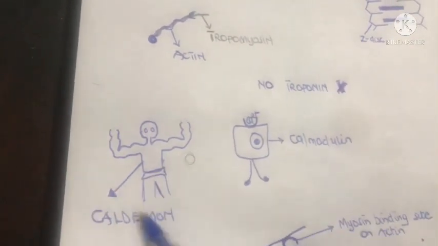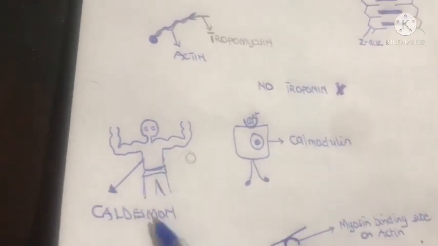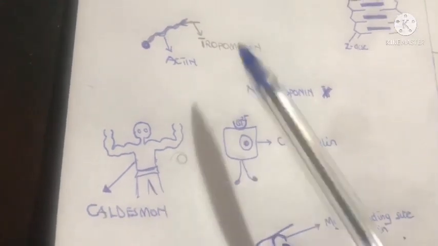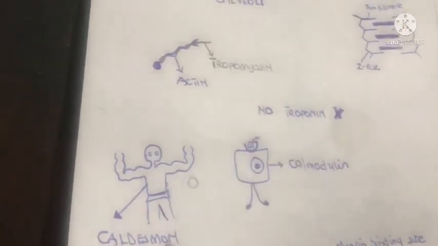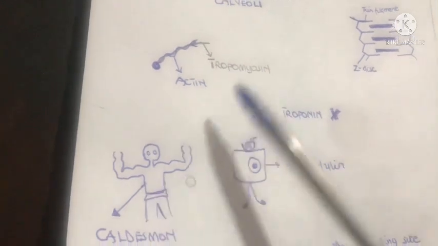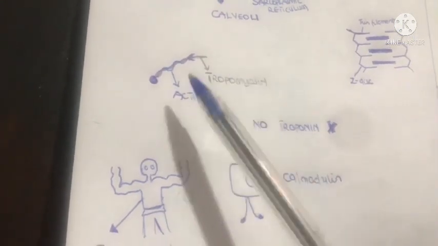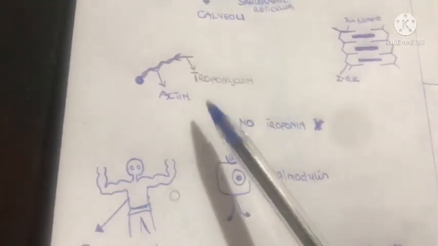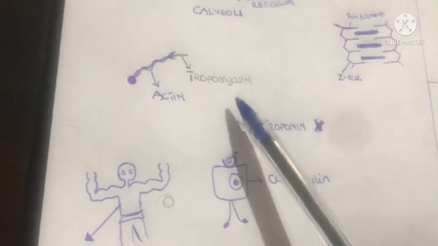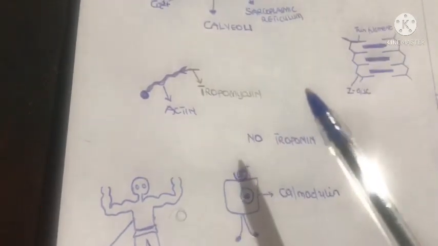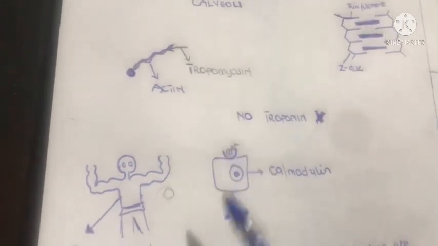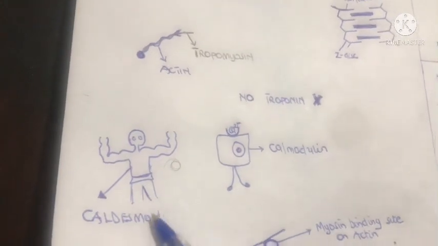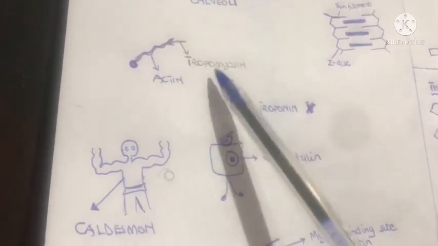Go and activate this caldesmon. And what is this caldesmon? This caldesmon is attached to the tropomyosin, and it controls or regulates the tropomyosin. It can tell the tropomyosin to block the myosin binding site on the actin, or it can tell the tropomyosin to expose the myosin binding site on the actin. So the caldesmon, which is attached to the tropomyosin, regulates the tropomyosin.